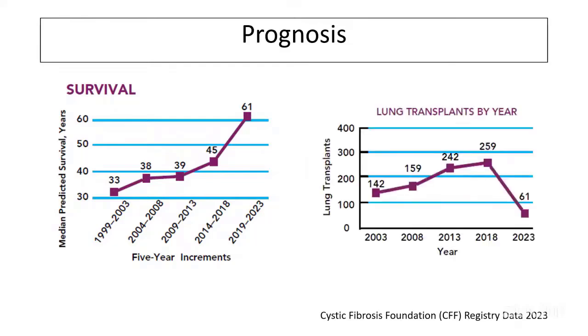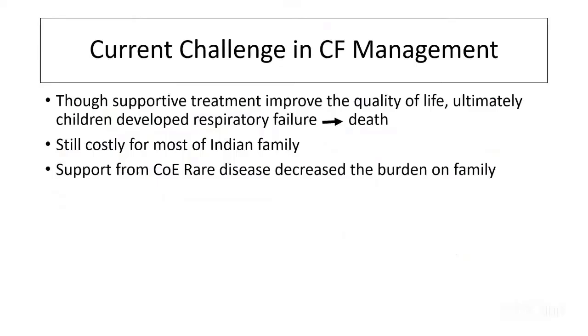Apart from that, if you see the lung transplantation data, before 2018, it was about 259. But after starting the therapy, lung transplantation is much reduced. The requirement becomes 61, less than one-third. So these data show that this drug is very effective in Western countries. But the problem is that this medication is very costly, and also it is not accessible in a legal way in India. This is the problem we are currently facing.